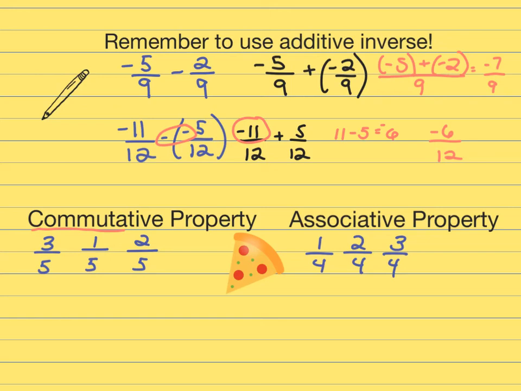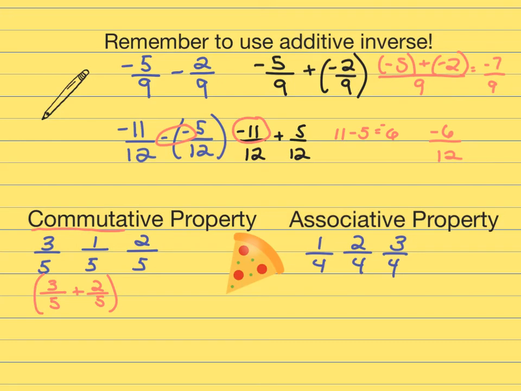So we can use the commutative property with a pizza problem. Let's say that we had one person eat 3/5 of a pizza, the second person 1/5 of the pizza, and the last person 2/5. And the question is something like, how much pizza was eaten altogether? We might have a reason to move these numbers around to make it a little easier to add.